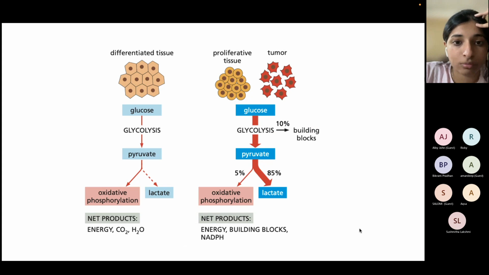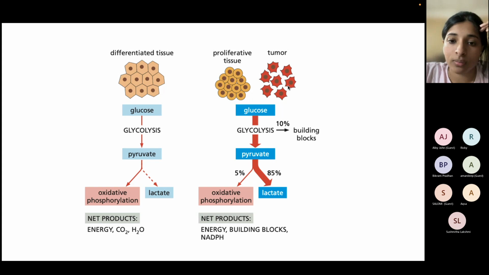So if you look at it, then a differentiated tissue has glucose, glycolysis, pyruvate, oxidative phosphorylation, and very low amount of lactate. However, in the case of a tumor or a proliferative tissue, so tumor cells are more comparable to embryonic cells, which also have these Warburg effects in them.